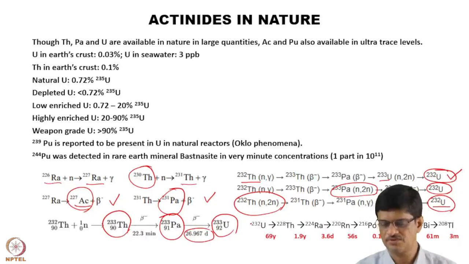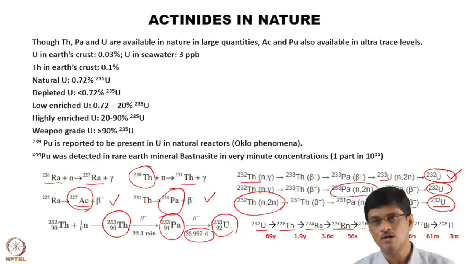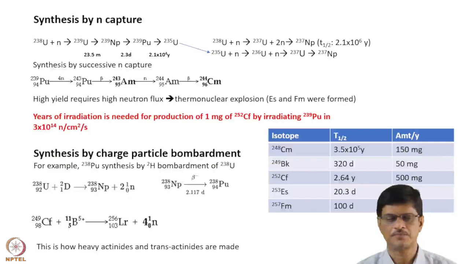As you can see from the decay reactions shown here, uranium-232 goes to thorium-228, then radium-224, radon-220, polonium-216, and lead-212, all by alpha decay. Then lead-212 by beta decay goes to bismuth-212, which undergoes another alpha decay to give thallium-208, which is a very hard gamma emitter, and this gives a significant dose to the working personnel.